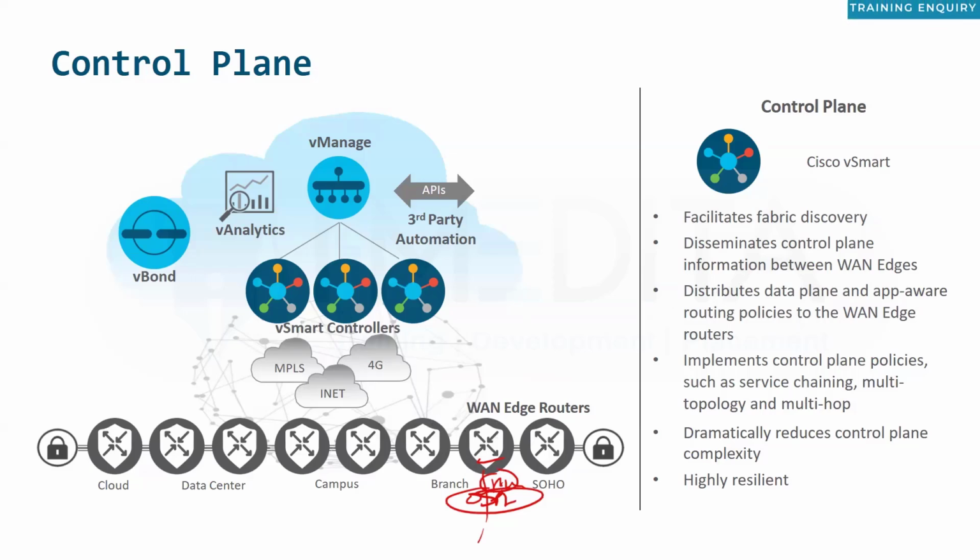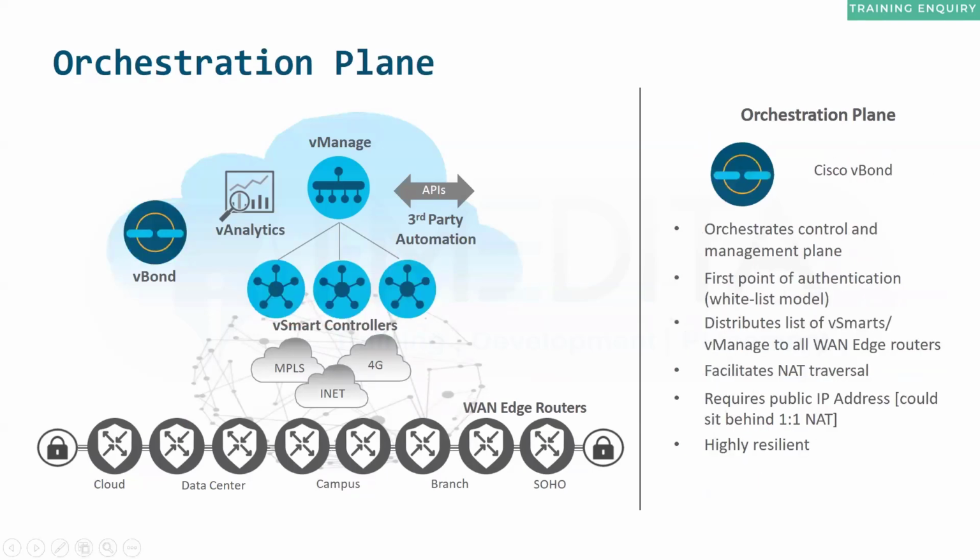The control plane from the OMP perspective was offloaded to the vSmart. The OMP database will be maintained by the vSmart controller, and the OMP path selection will be done by the vSmart controller. So it is a control plane from the OMP perspective. The next thing you should know is the orchestration plane, which is also known as the vBond. So this vBond is your orchestration plane.